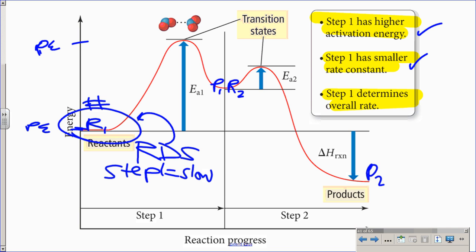Slow step has a little K value, because the K value determines the speed of the reaction, and if it's a really slow step, then it's going to have a really low K. Okay, I can come back to this picture if needed.